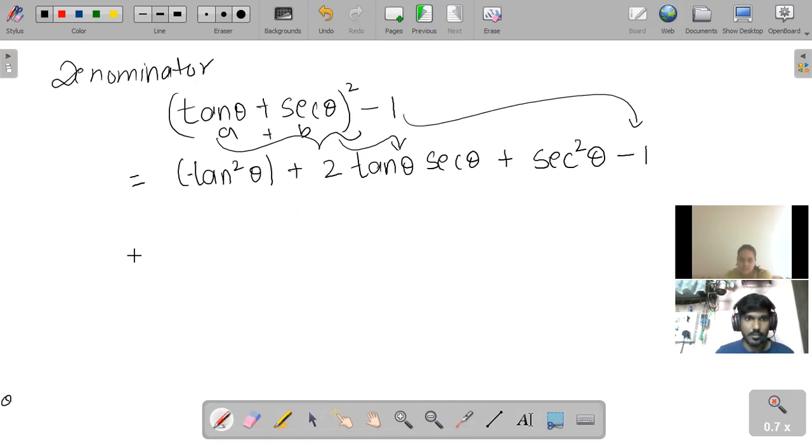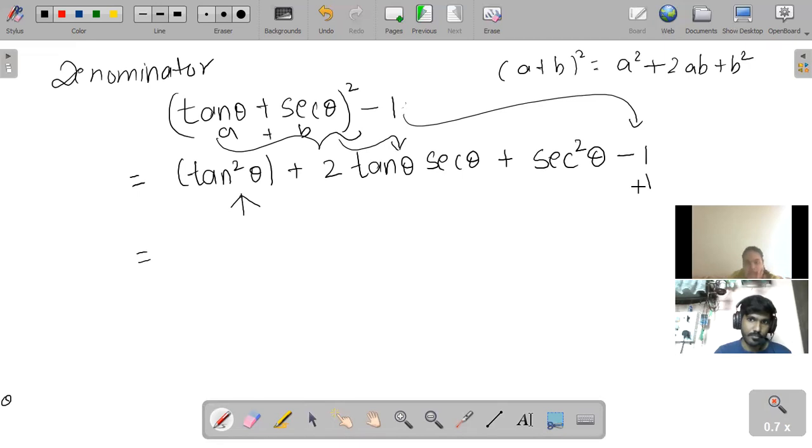Now what you do is, a plus b whole bracket square equals a square plus 2ab plus b square. You did not write that. Yes, a plus b whole bracket square is equal to a square plus 2ab plus b square. Now what you do is just write this tan square theta and this.